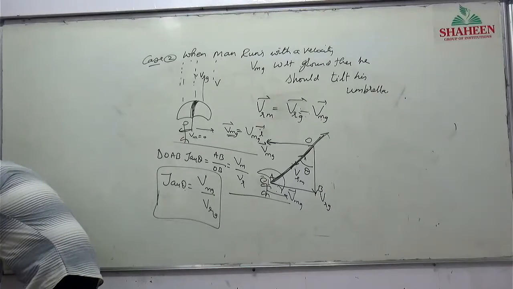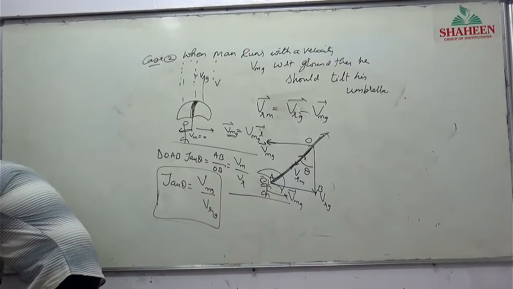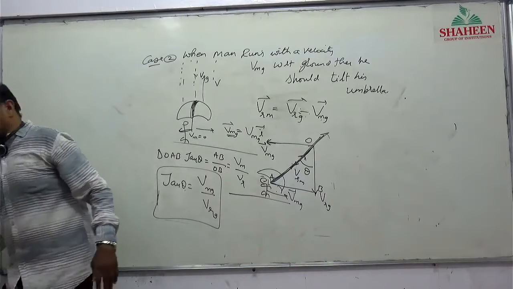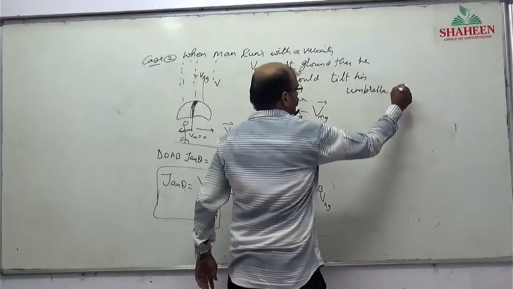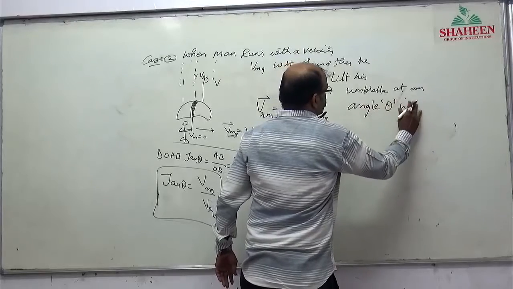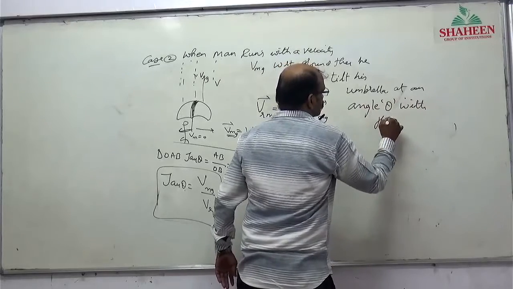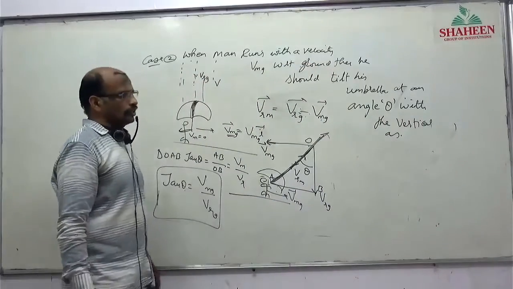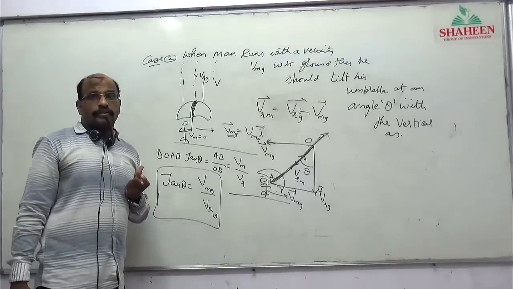Case 2. When the man is running with the velocity Vm with respect to ground, then he should tilt his umbrella at an angle theta with the vertical. What is the magnitude of velocity of rain with respect to man?